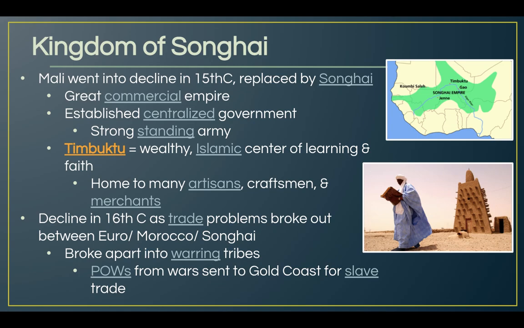They're going to decline in the 16th century as trade problems break out between Europe, the Moroccans, and Songhai. Eventually Songhai is going to break apart into warring tribes. Then POWs, prisoners of war from the wars, will be sent to the Gold Coast for the slave trade. And that's just right down here.